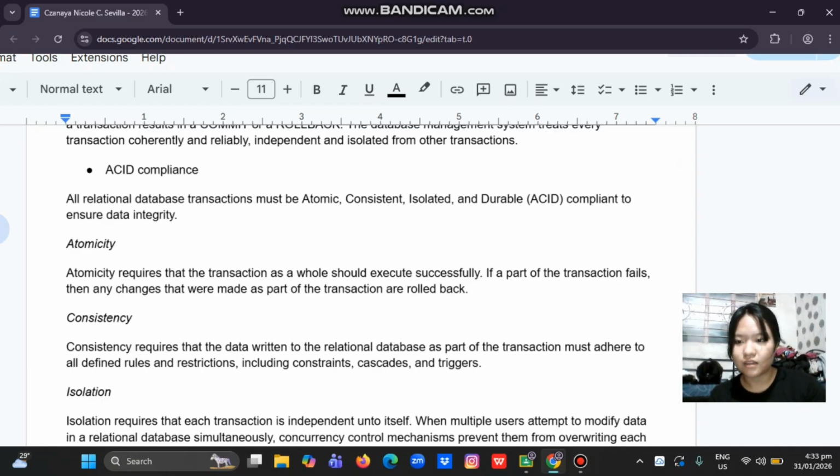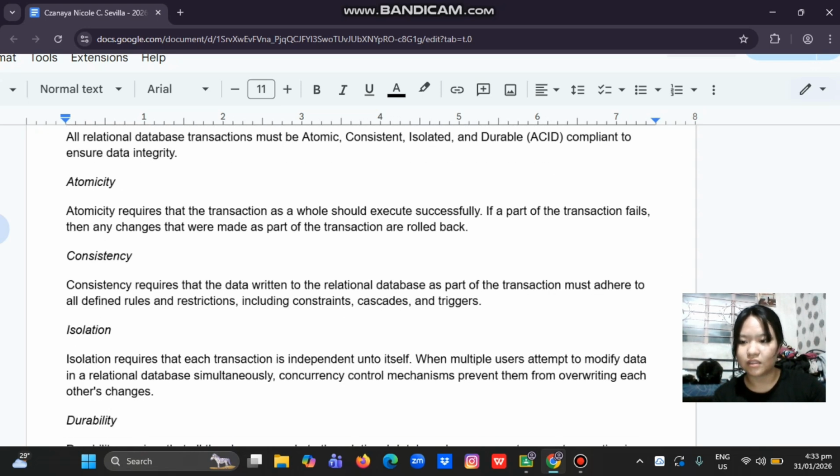Fourth, ACID compliance. All relational database transactions must be atomic, consistent, isolated, and durable, or ACID compliant, to ensure data integrity. Atomicity. Atomicity requires that the transaction as a whole should execute successfully.